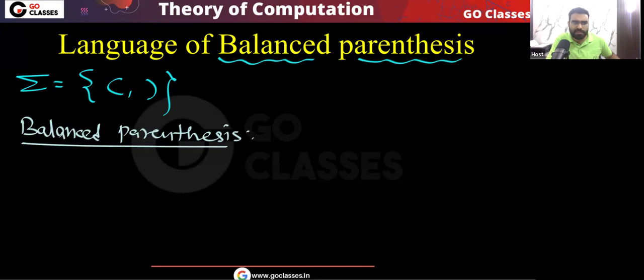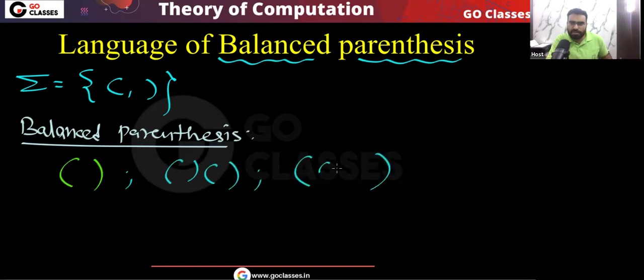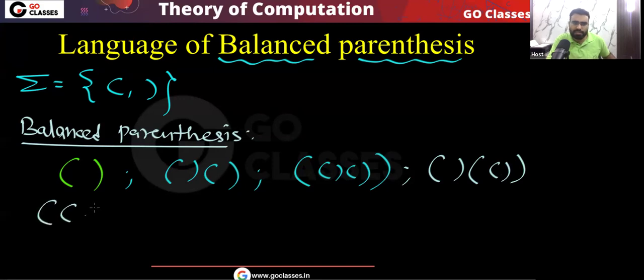The balanced parenthesis string will be like this. For example, this is a balanced parenthesis. Yes or no? Every open bracket has a corresponding close bracket. Okay, very simple. You can see this is also balanced parenthesis. For example, this is also balanced. Do you agree? This is another balanced parenthesis. Another example is like this. Empty string is also balanced parenthesis. There is no open bracket, there is no close bracket. So there are many balanced parentheses we can create.